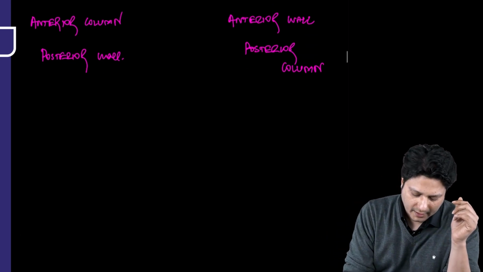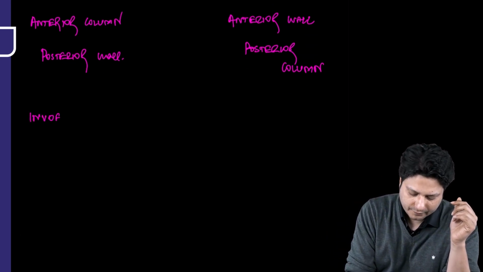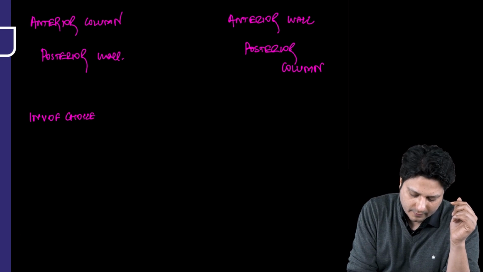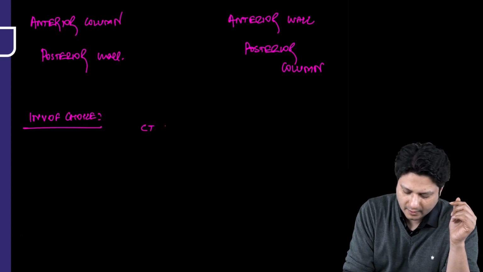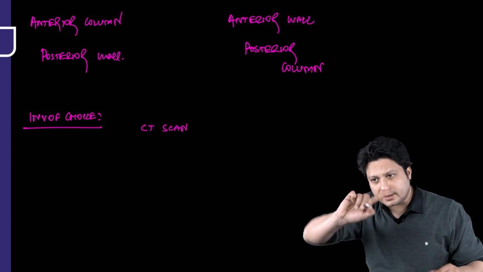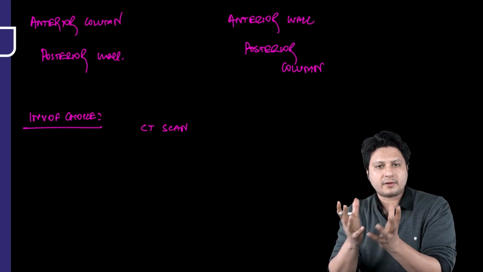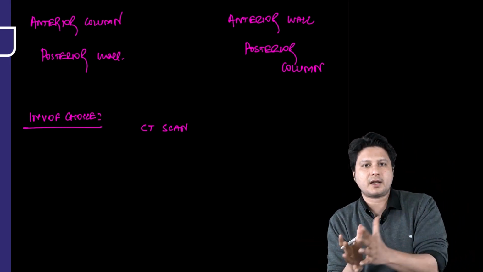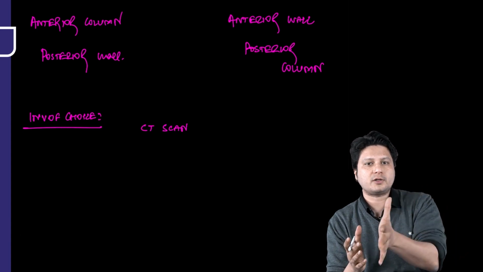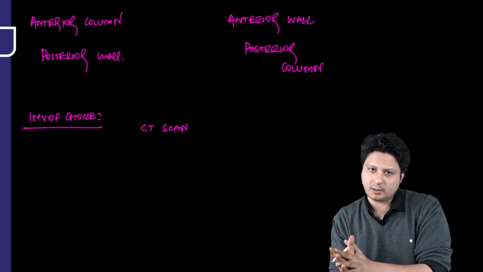So today the investigation of choice is the CT scan, because you can get the 3D reconstructed images of the entire acetabulum, showing where exactly the fracture line is, and on the basis of that, you can decide your approach on the operating table.